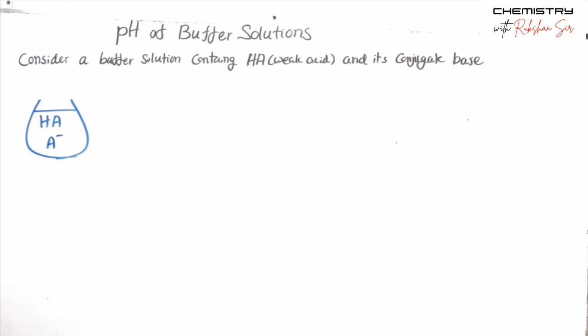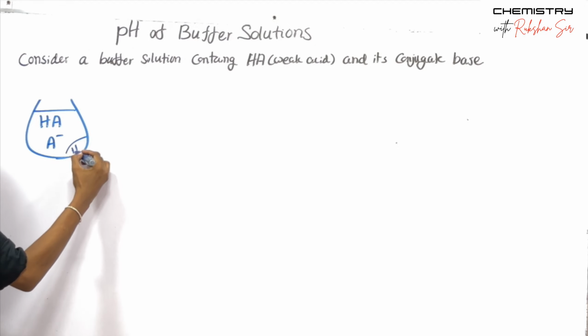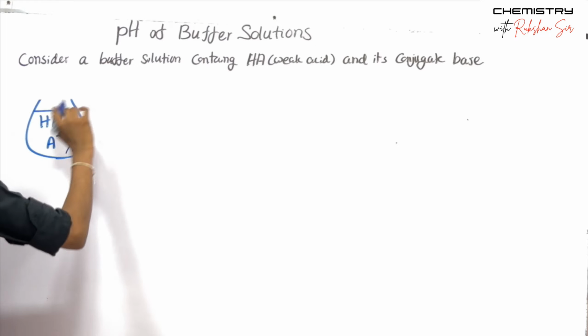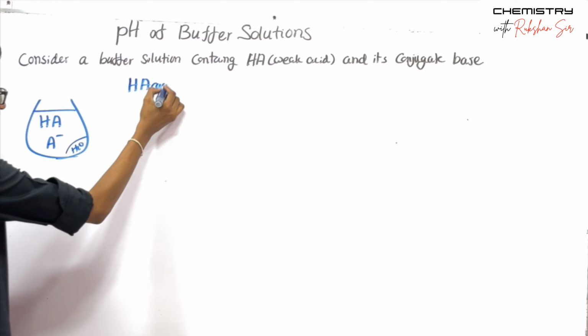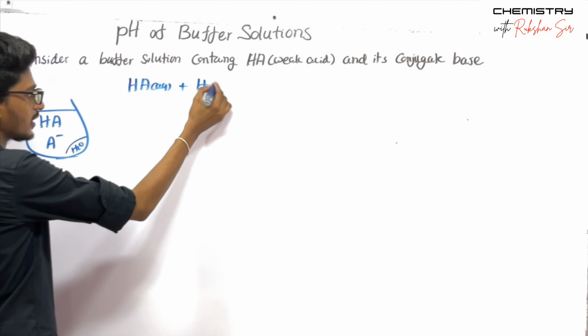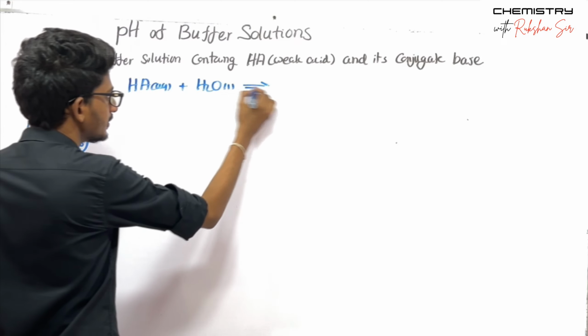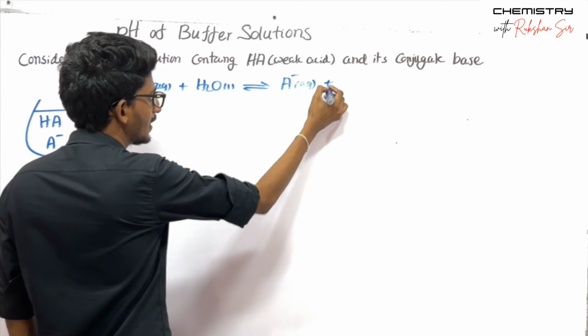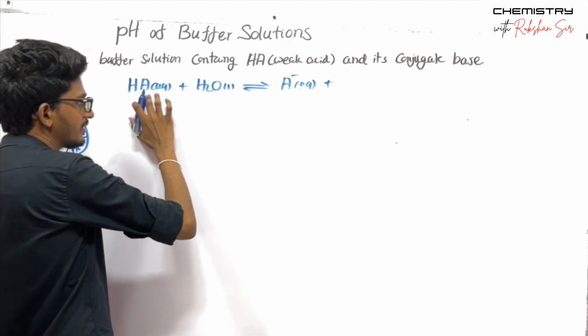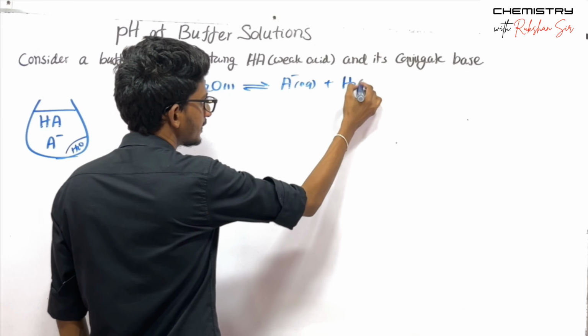So water is also there in the system, right? So we could think of the equilibrium here. The HA will react with water to give you its conjugate base, and as it's an acid, the H3O plus.